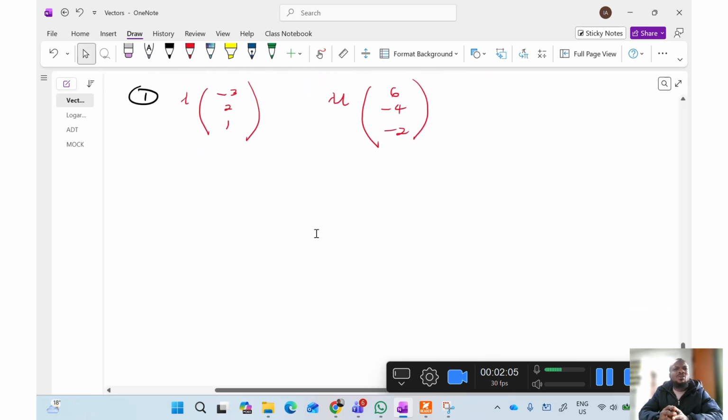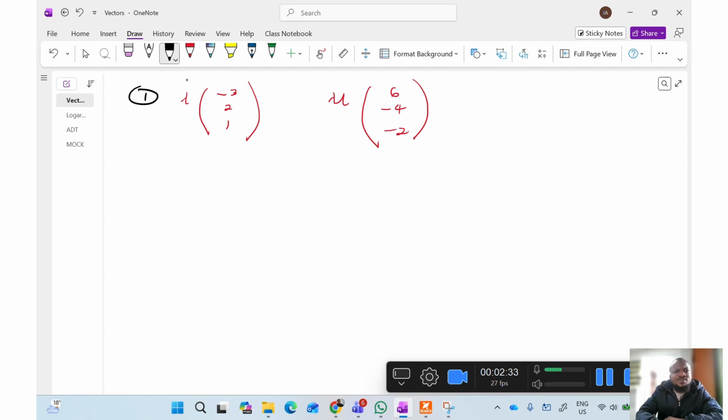Is there anything common? If you take a look at minus 3 and 6, let's put the minus aside because the minus can lead to confusion. 3 and 6, something is common. 2 and 4, something is common. 1 and 2, is there something common? Because 3 times 2 gives 6, 2 times 2 gives 4, 1 times 2 gives 2. So you must take a look at that before you start solving.